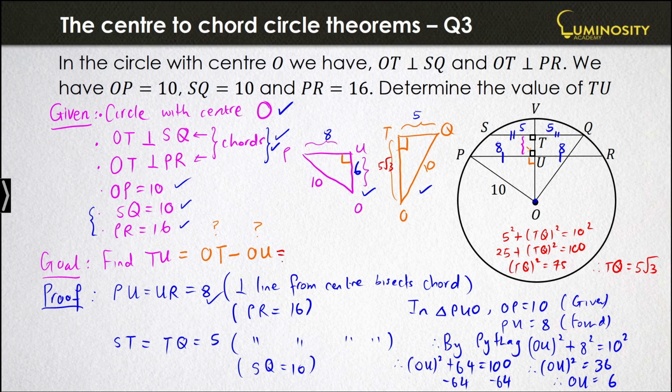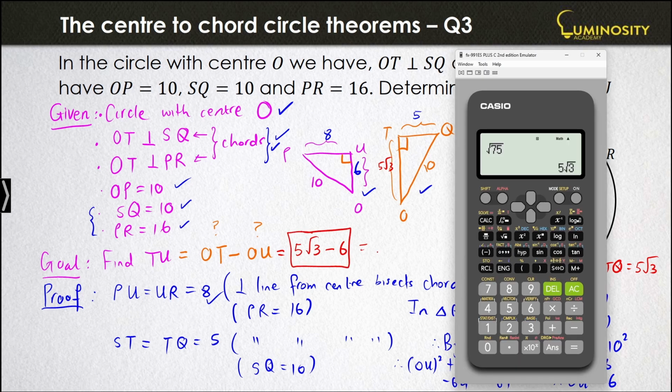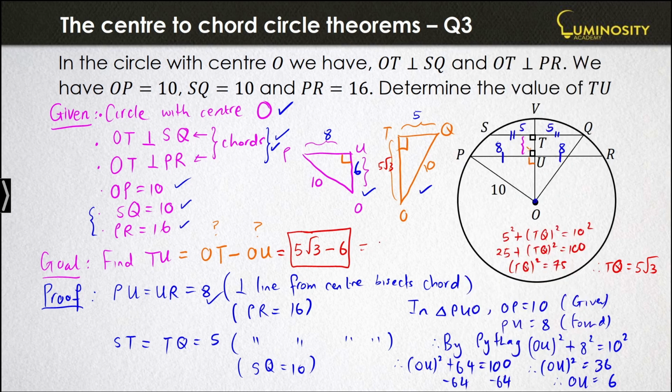So therefore TU equals OT, which is the larger length, 5 root 3, minus OU, which is 6, and we can leave that in simplified form. If you wanted it in decimals, if we subtract 6, we get 2.66 units to 2 decimal places. But leaving it in its surd form is perfectly acceptable.